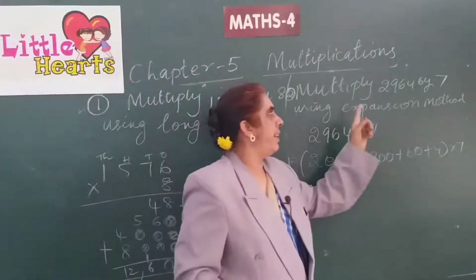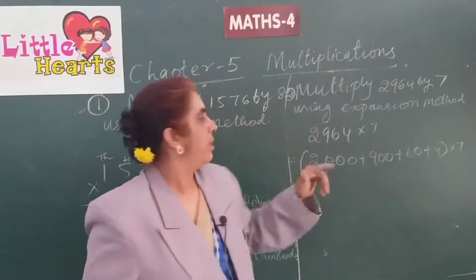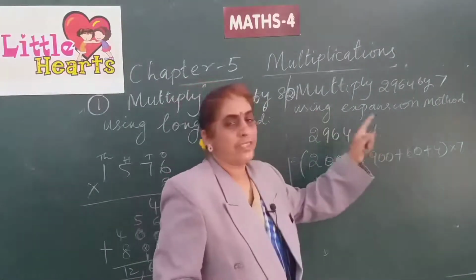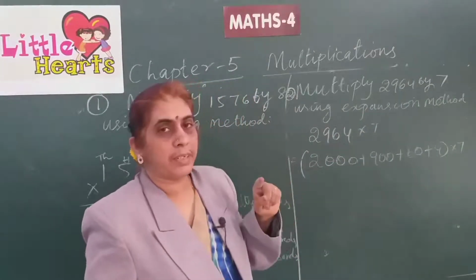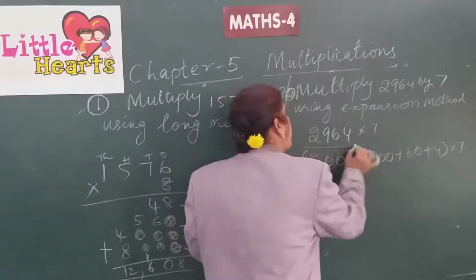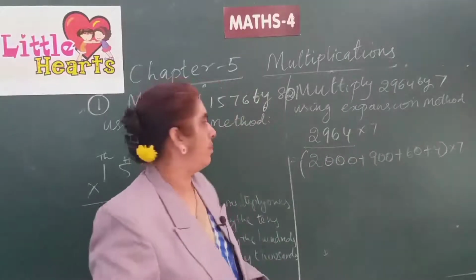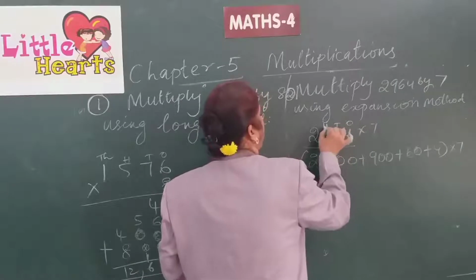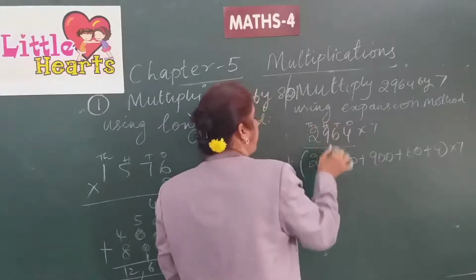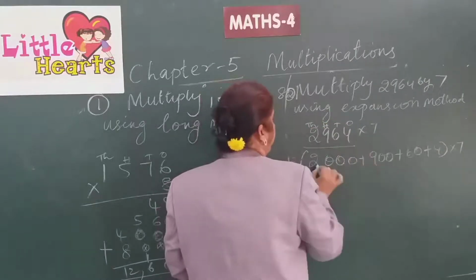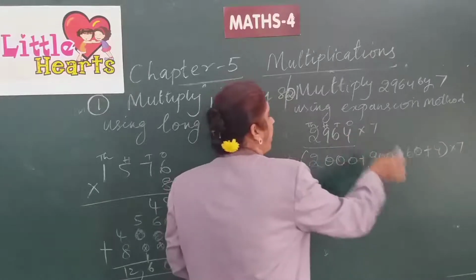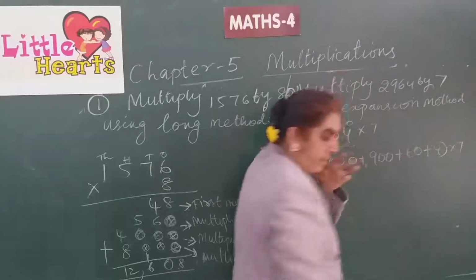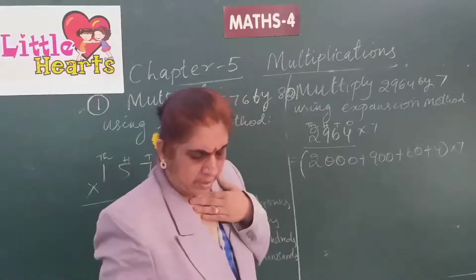Multiply 2964 by 7. See here, using the expansion method. Expansion method is nothing but writing the multiplicand in expanded form. 2964. So 2000 plus 900 plus 6 tens 60 plus 4 ones 4 multiplied by 7.